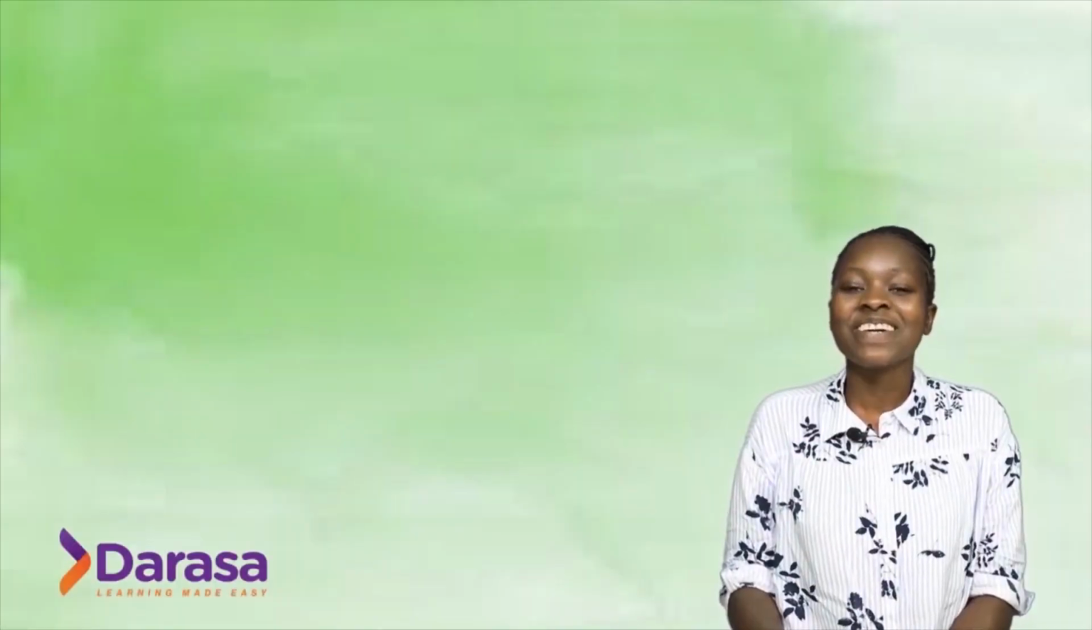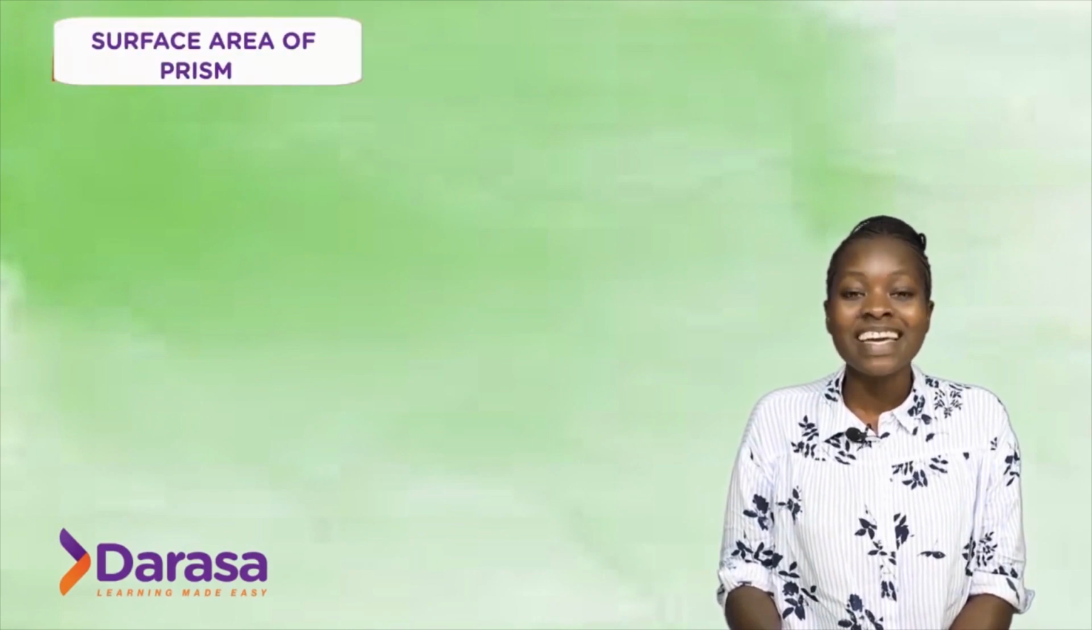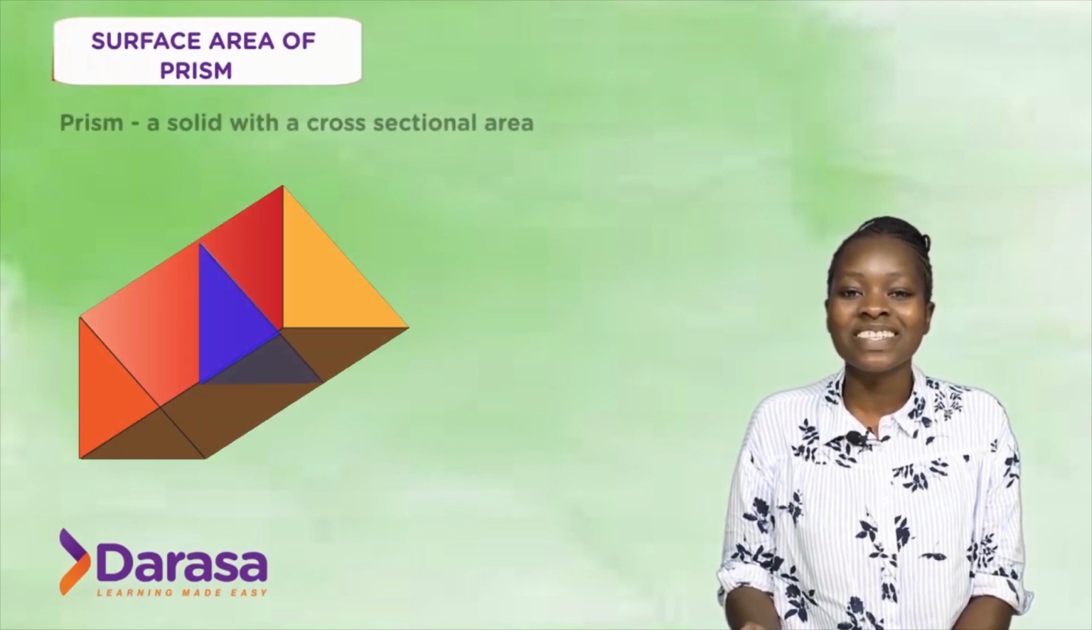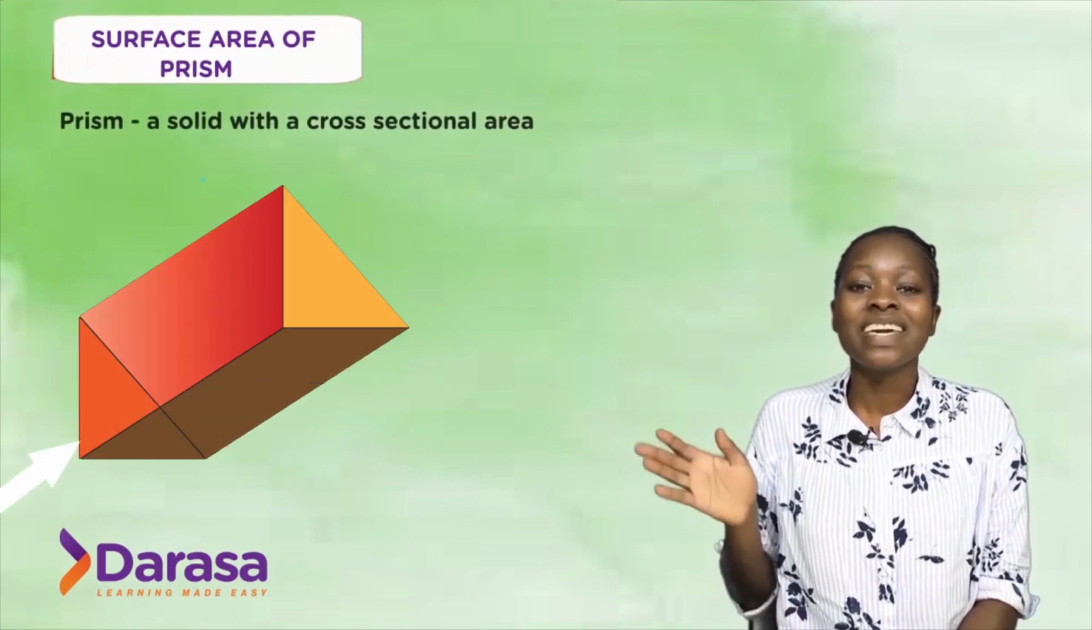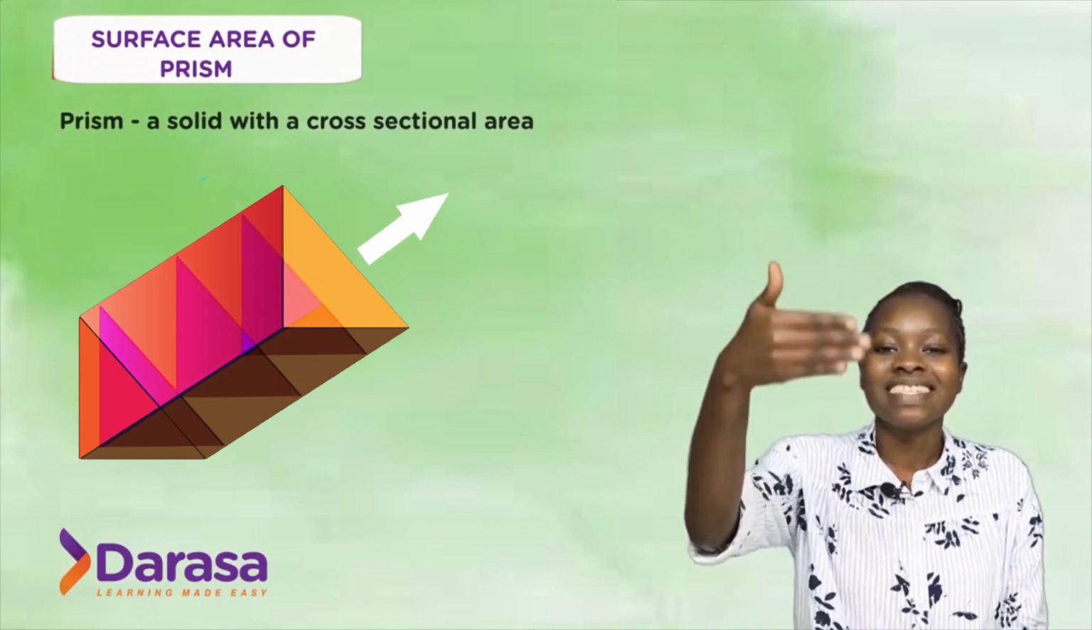So today we are going to be talking about surface area of prisms. And what is a prism? A prism is a solid with a cross-sectional area, meaning if I enter on one side, it will just have the same area until the other side.